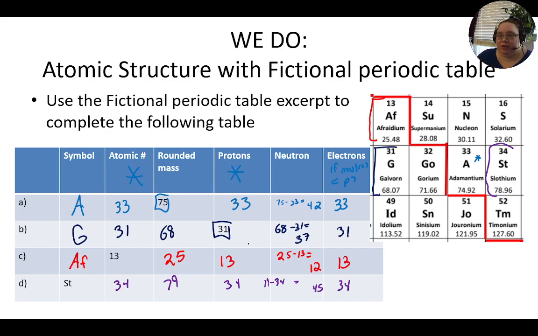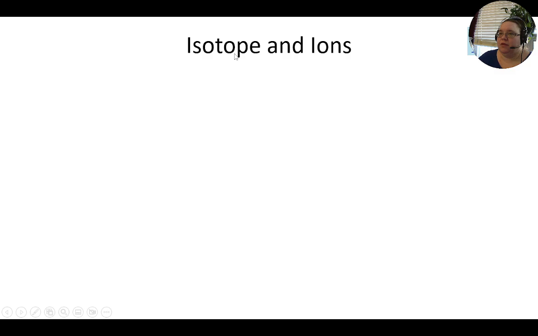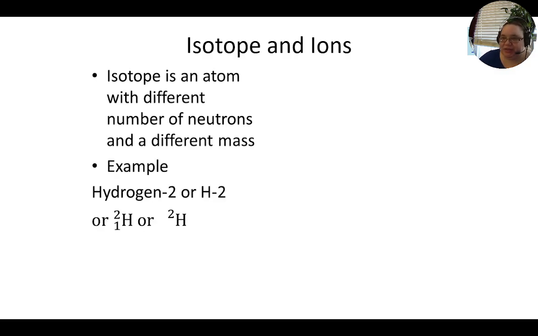So that is our normal elements, but not all elements are normal elements. Some of them are isotopes or ions. Alrighty, so what is an isotope? What is an ion? Well, an isotope is an element that has a different number of neutrons. Since it has a different number of neutrons, it has a different mass.